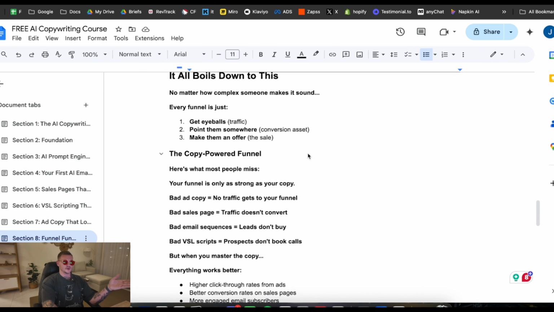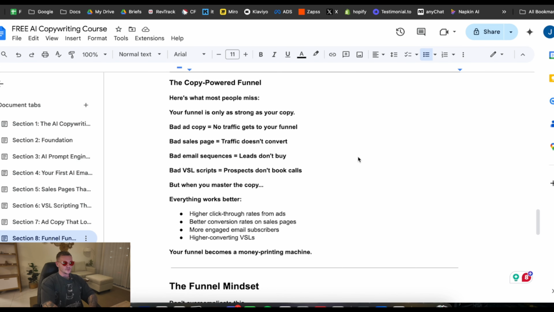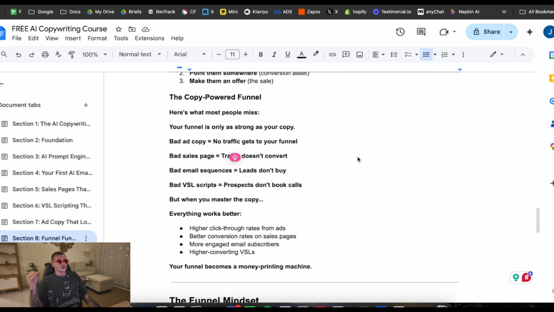It all boils down to this. It doesn't matter how complicated the funnels get. It all just boils down to this. Eyeballs, the traffic. Point them somewhere, some sort of conversion asset, checkout page, VSL, sales page. Make them an offer, that's the sale. So the funnel is only as strong as the copy. Copy is like the foundation of all of this. You can have the fanciest design, fucking landing page, but if the copy's shit, it's not going to convert.